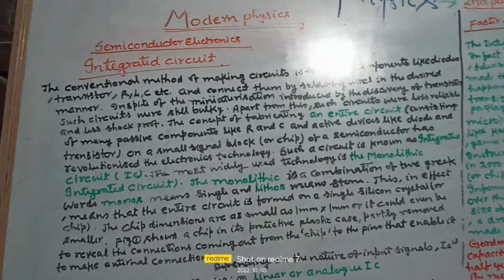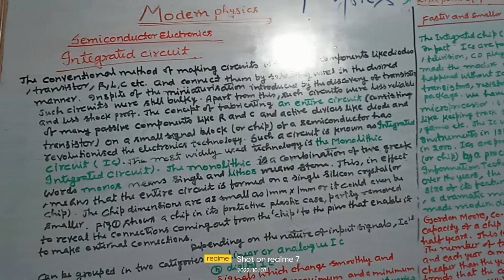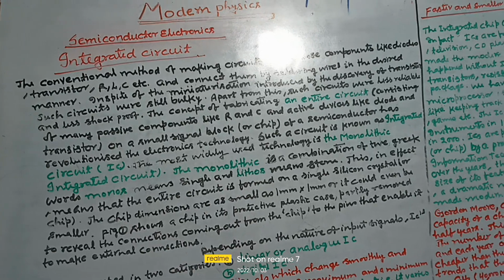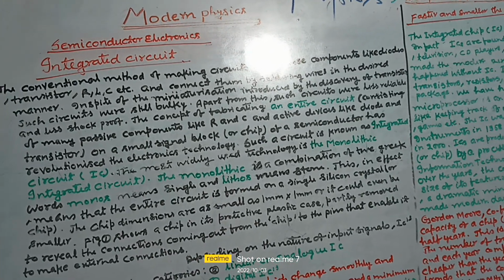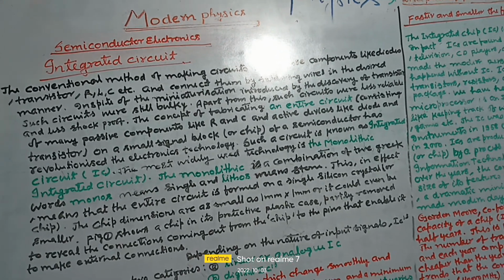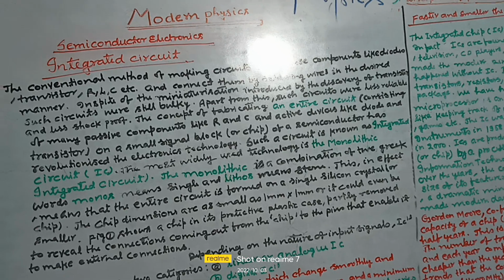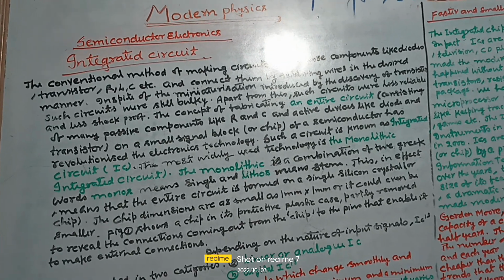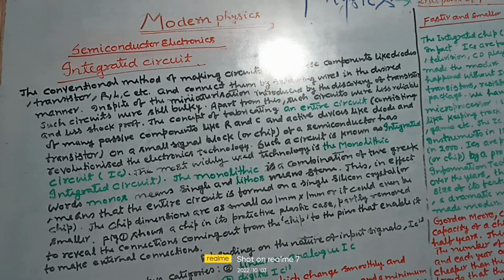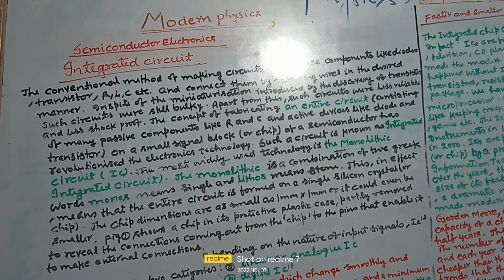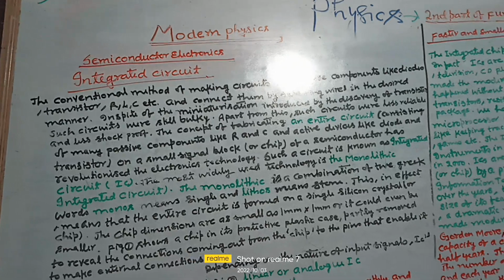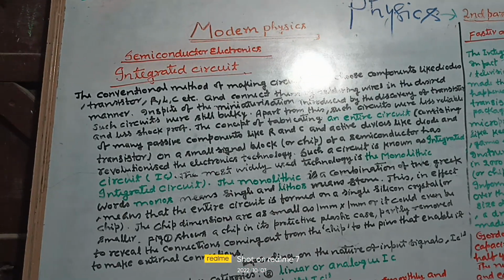In spite of the miniaturization introduced by the discovery of transistors, such circuits were still bulky. Apart from this, such circuits were less reliable and less shock proof. The concept of fabricating an entire circuit consisting of many passive components like RLC and active devices like diode and transistor on a small single block or chip of a semiconductor has revolutionized electronics technology. Such a circuit is known as an integrated circuit, IC.